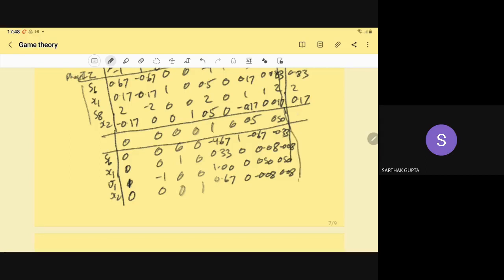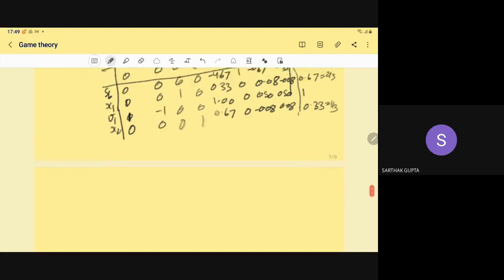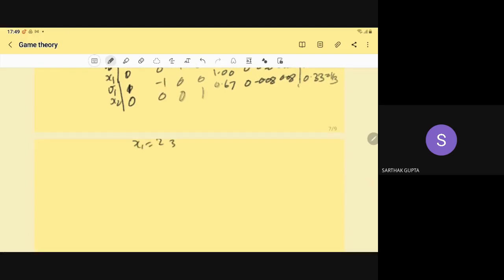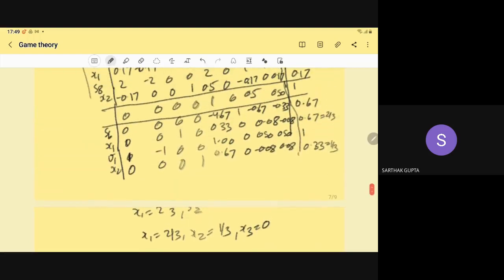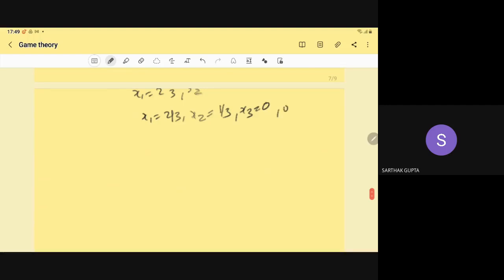And on the right hand side we have 1.67, 1 and 0.33. So it is 2 by 3, and 1 by 3. So from here you can say x1 is 2 by 3, and x2 is 1 by 3, and automatically x3 is not in the answer, so it is 0. And the value of the game is 1.